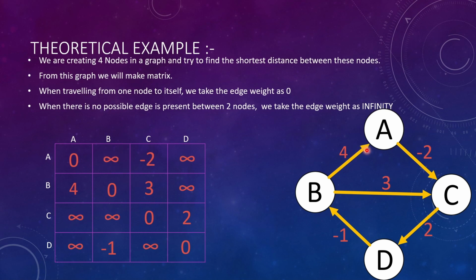As you can see, there are no direct edges going from that particular node to another particular node. For example, from A to B there is no direct edge going, so we will put infinite. Don't confuse yourself with this edge, as it is going from B to A. The direction matters here. So now we will try to apply our function here.